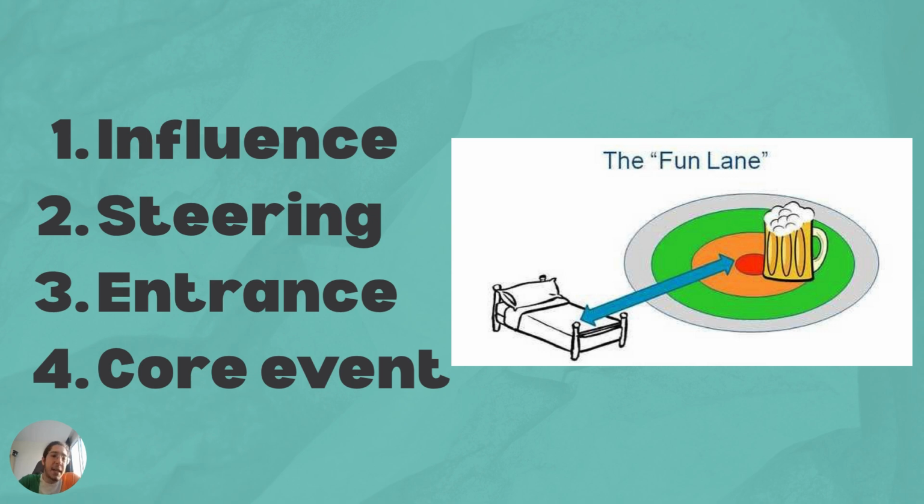Well, it's basically the consumer's journey from bed to beer, which starts with influencing, which is from when they wake up to when they leave their home, then steering, from when they leave their home to getting to the venue, entrance, from getting to the venue to getting inside the venue, and then, of course, the event itself. The layer model is also sometimes called the fun lane model.